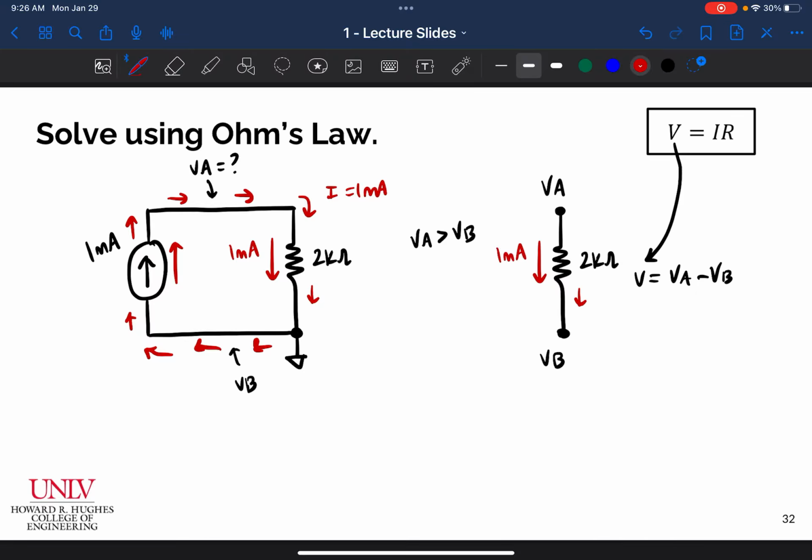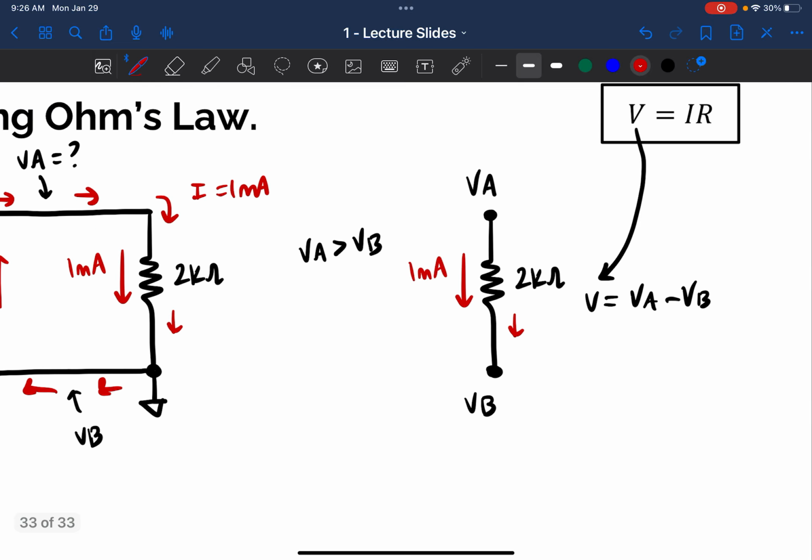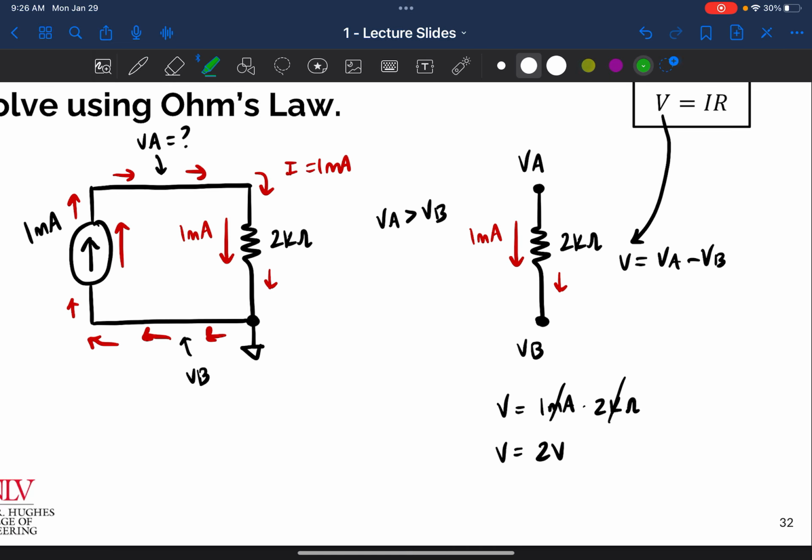So I need to go ahead and solve Ohm's law. I know that V is equal to I times R, so V is equal to 1 milliamp times 2 kilo ohms. Milli is 1/1000th and kilo is 1,000, so those cancel. I'm left with 1 amp times 2 ohms, which gives me 2 volts. That's great, I found V, but I haven't found VA yet, which is what I was trying to solve for from the beginning.